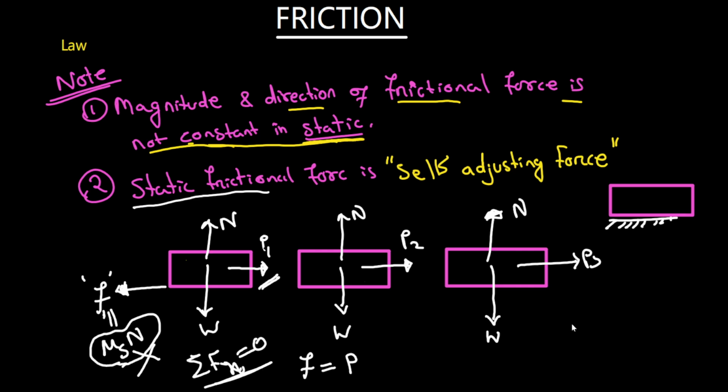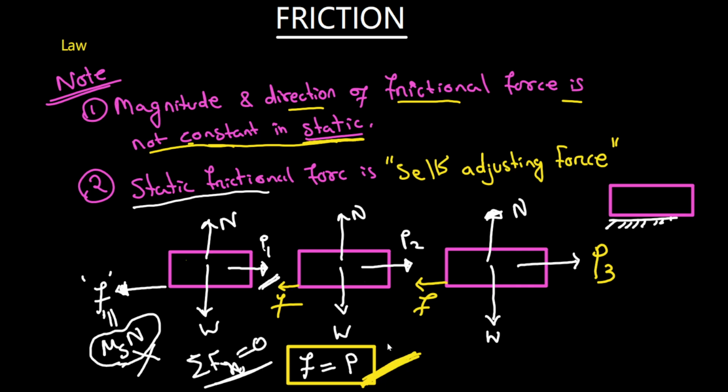force value must be equal to the force in the direction of possible motion. Getting my point? In any case, everywhere there will be some frictional force. In all these situations, P1, P2 and P3, the frictional force is equal to the amount of applied force, but only up to a certain amount.